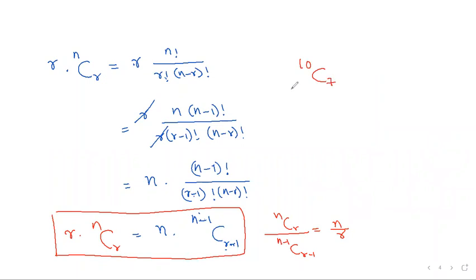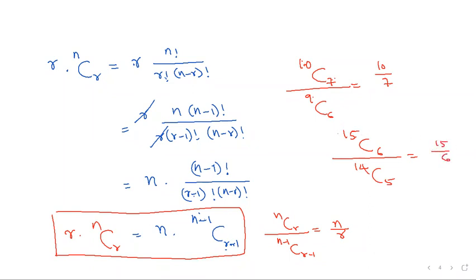10C7 divided by, reduce by one, 9C6 is 10 upon 7. Did you follow this? 10 divided by 7. Okay, you create one and tell me. 15C6 divided by how much? Reduce by one: 14C5. It will be 15 by 6. Understood? Yes, sir.